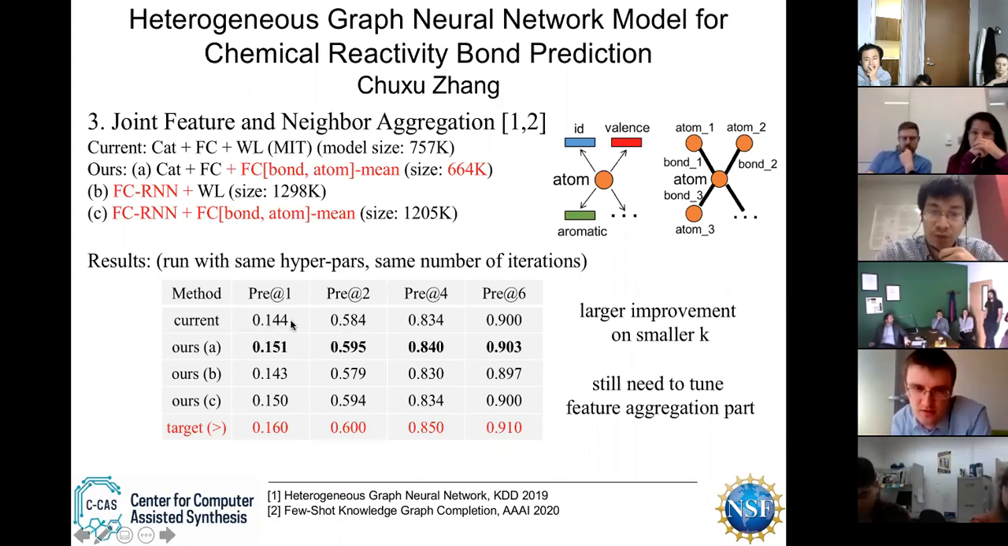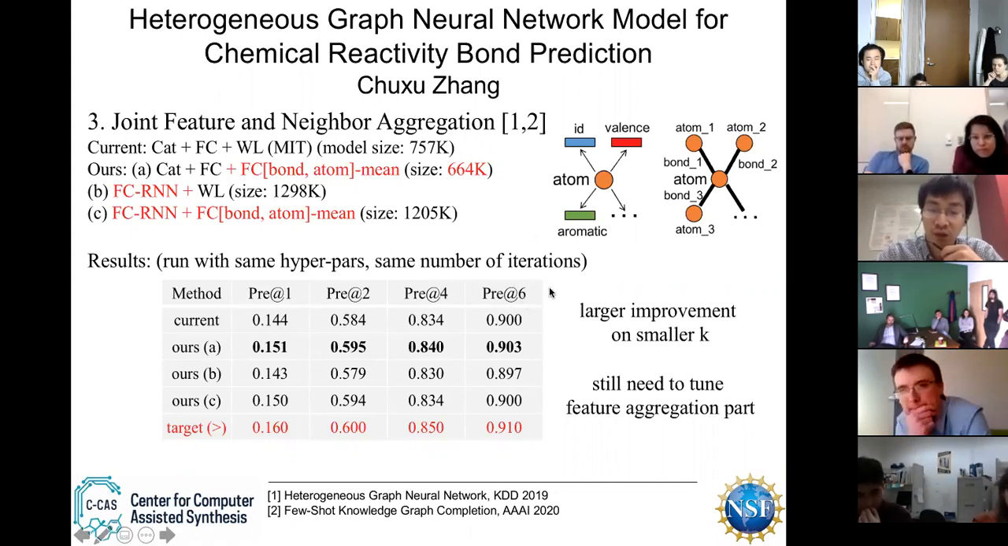What do you mean columns in there? It means the different metrics, right? For example, we want to predict the chemical bond change in the chemical reactivity, right? So precision at one means we only predict one result to check whether this result is correct. Precision at two means that we have two candidates. We rank the top two as the prediction result to check whether in the top two we get the ground truth result.